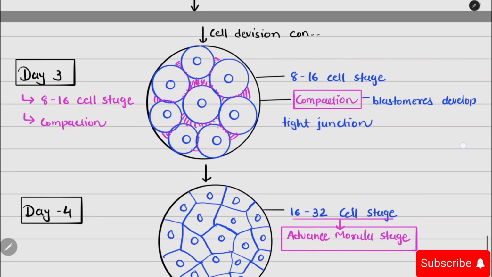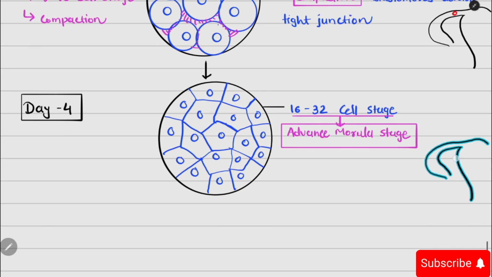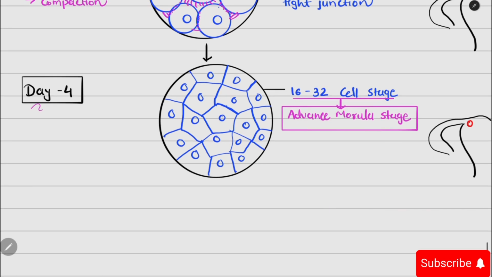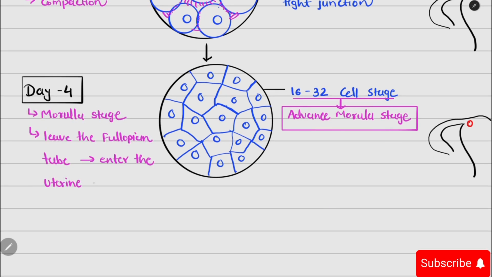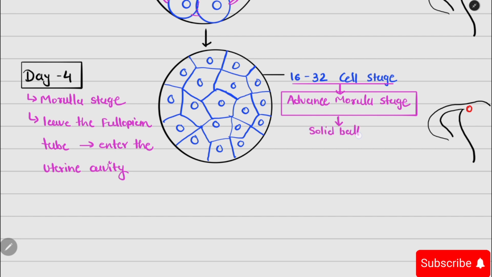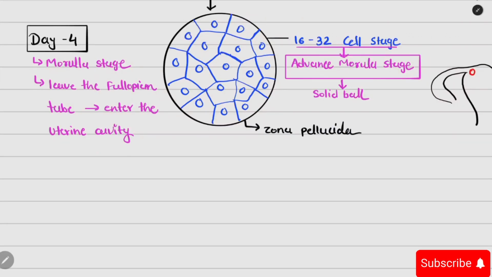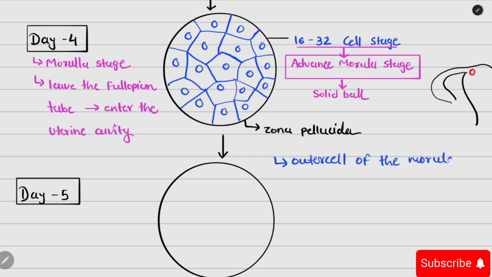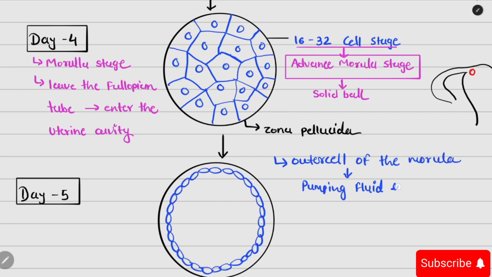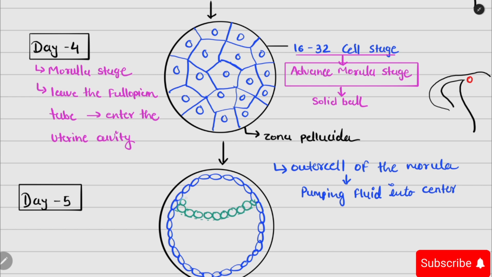Finally we have the morula on day 4 that will enter the uterine cavity. On the 4th day we have the morula, and it leaves the fallopian tube to enter the uterine cavity. The morula looks like a solid ball covered by the zona pellucida. After morula formation, the outer cell layer of the morula, as we can see here, starts to pump fluid into the center. Fluid accumulates in the center, pushing cells to the periphery.